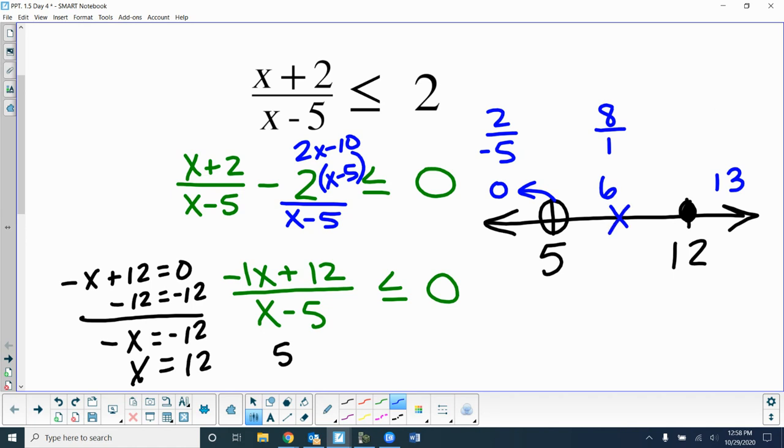13 plus 2 is 15. And 13 minus 5 is 8. And that's 1 and 7/8. Is that less than 2? Yeah. So this one had your arrows going in opposite directions on each end. Questions?